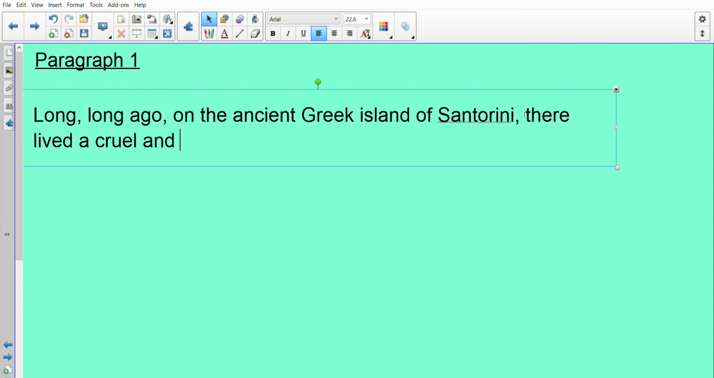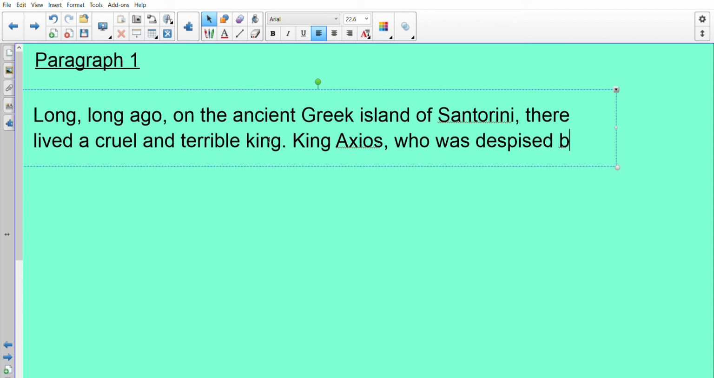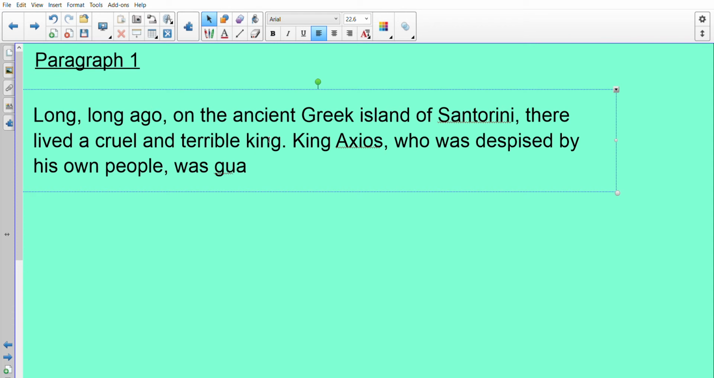cruel and terrible king. So we've got an expanded noun phrase here to describe the king. King, I've made up a name, Axios, not quite sure what that means. King Axios, and then a relative clause, who was despised by his own people, was guarded by a ferocious creature.